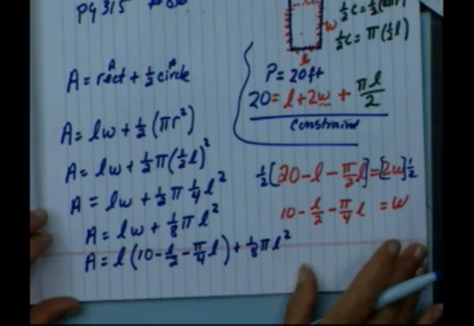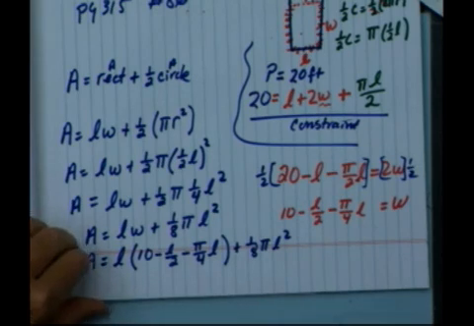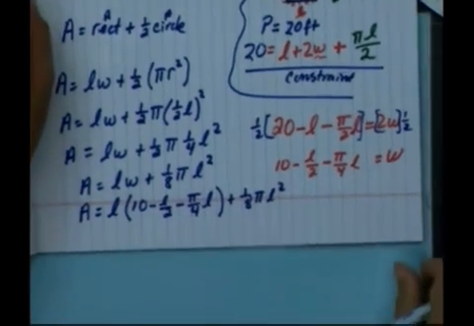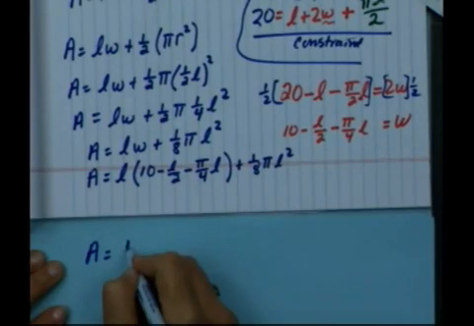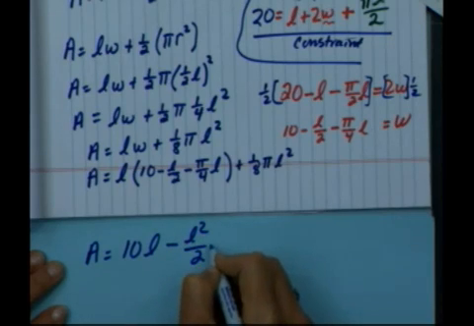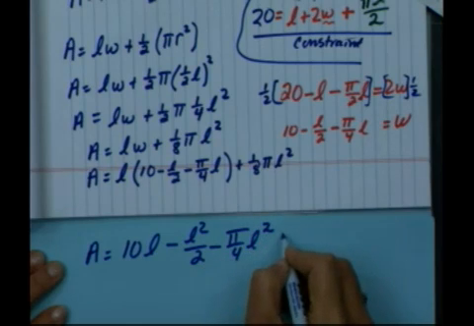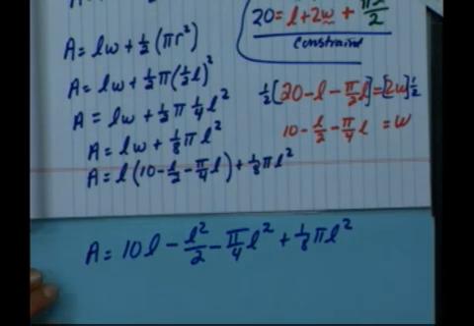I need to go to the next page. You got it? Actually, if I had a sheet of paper, I could continue here. Here's a blue sheet. I'll just pull this up so we can keep going. All right, so area then is equal to 10L minus L squared over 2 minus pi over 4L squared plus 1/8 pi L squared.